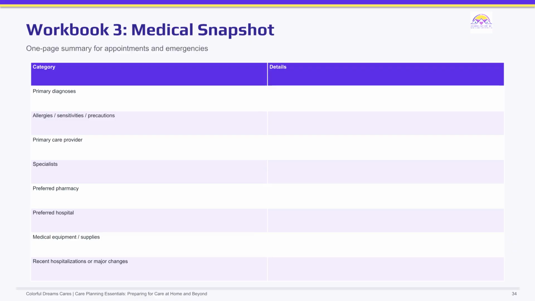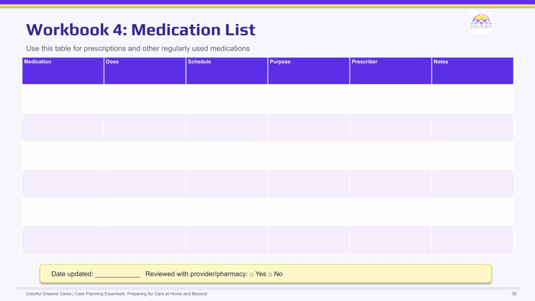The medical snapshot is your one-page summary. This is vital for appointments and emergencies. We recommend printing multiple copies and dating each one so that providers always have the most current information available to them. For your medication list, use this dedicated table.